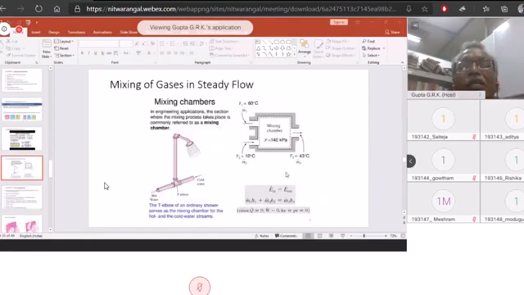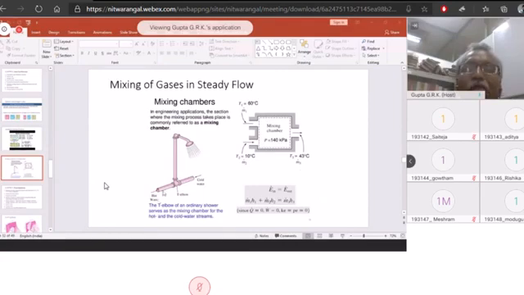And we can have steady flow mixing also. If you have a mixing chamber, one gas entering with m1 dot mass flow from one inlet, and another gas with m2 dot entering, and it is coming out with different conditions, how do we find out the conditions of the mixture? So this is just an example of a mixing chamber.